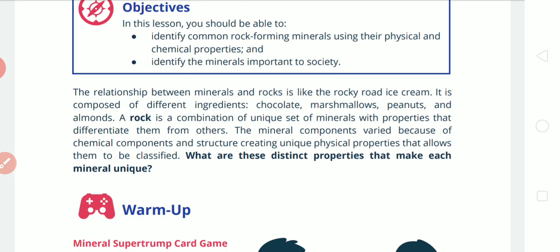A rock is a combination of a unique set of minerals with properties that differentiate them from others. So that means a rock is a combination of different types of minerals. For example, a certain rock that you found in your surroundings is composed of not just one type of mineral, but instead it can be categorized as having 2 or 3 minerals. Rock is actually an aggregate of different minerals that we can find in our surroundings. So, talking about minerals, what are the distinct properties that make each mineral unique?